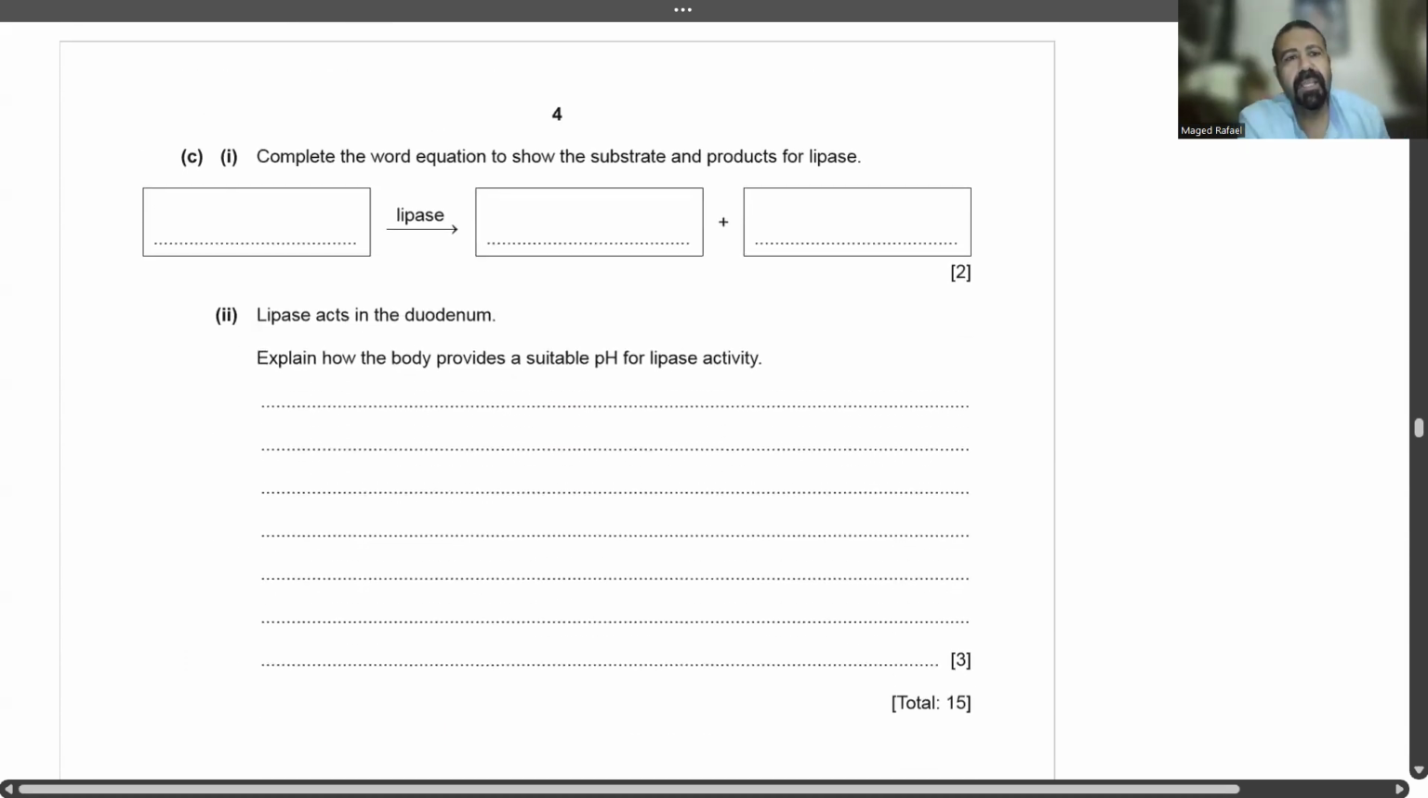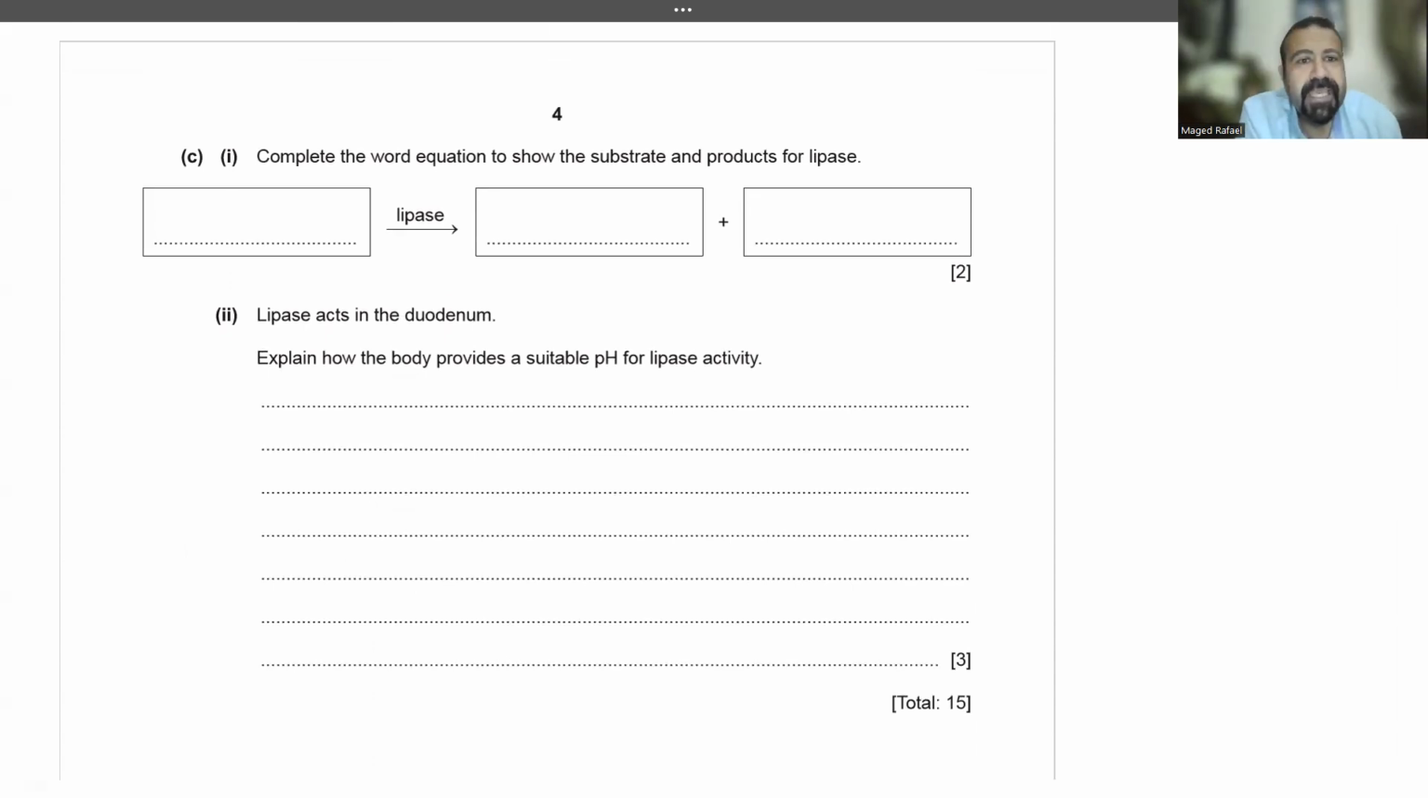Let's go to CI. Complete the word equation to show the substrate and product for lipase. Yahya, a lipase enzyme breaks down the lipids into what? Can you remember the product?